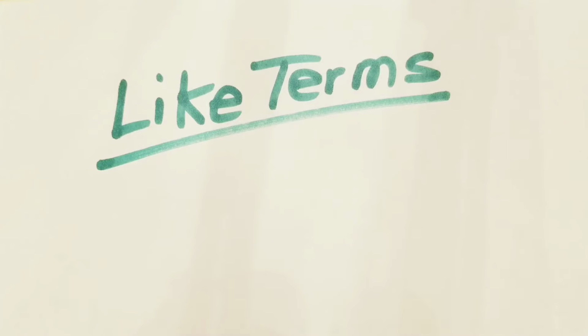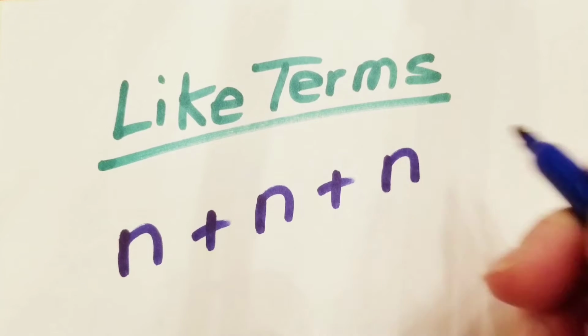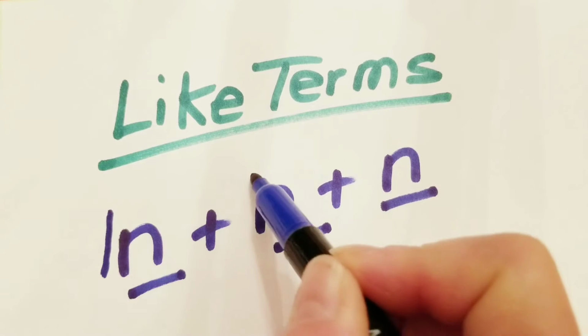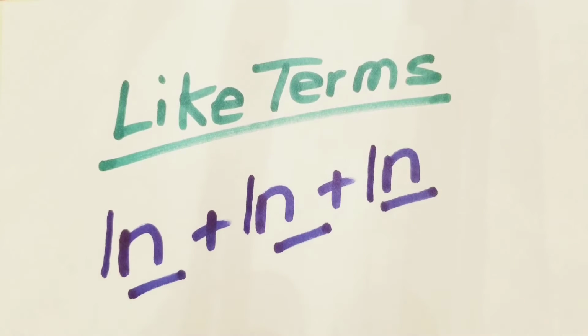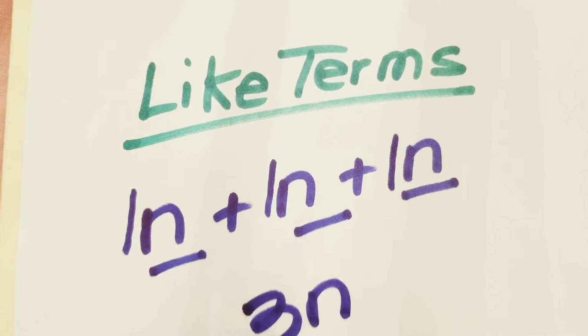For today's lesson, you will be simplifying expressions with like terms. And as a reminder, if you have n plus n plus n, these are all like terms because they have the same variable. There's also an imaginary 1 in front of any variable like that. So you have 3 n's, so you get 3n.